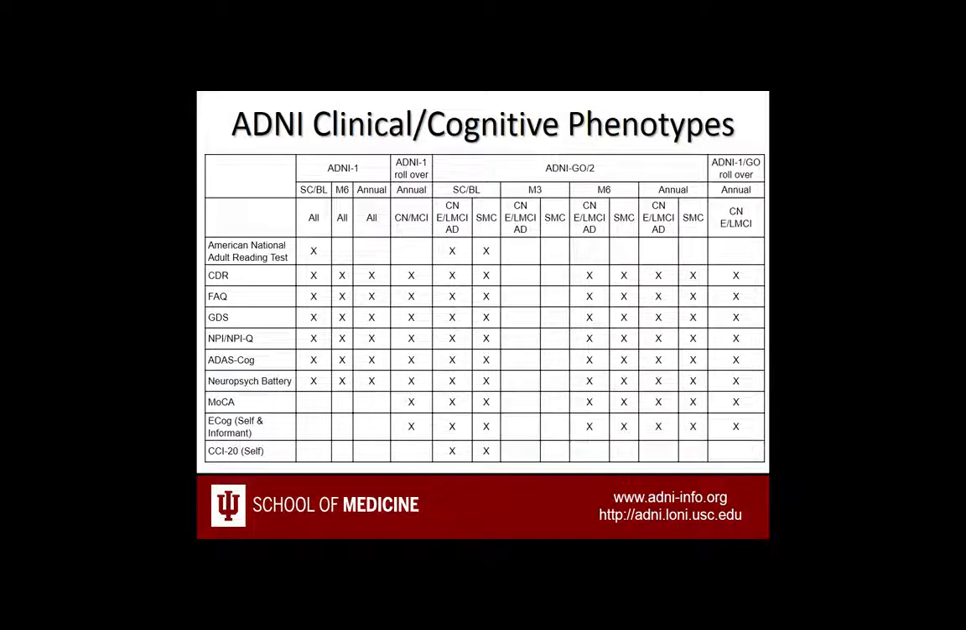The MoCA and then 2 measures of cognitive complaints were added as part of ADNI 2. So these are only available in ADNI 1 for the people who rolled over, which is kind of a bummer, but it is what it is, for those of us interested in subjective cognitive decline.